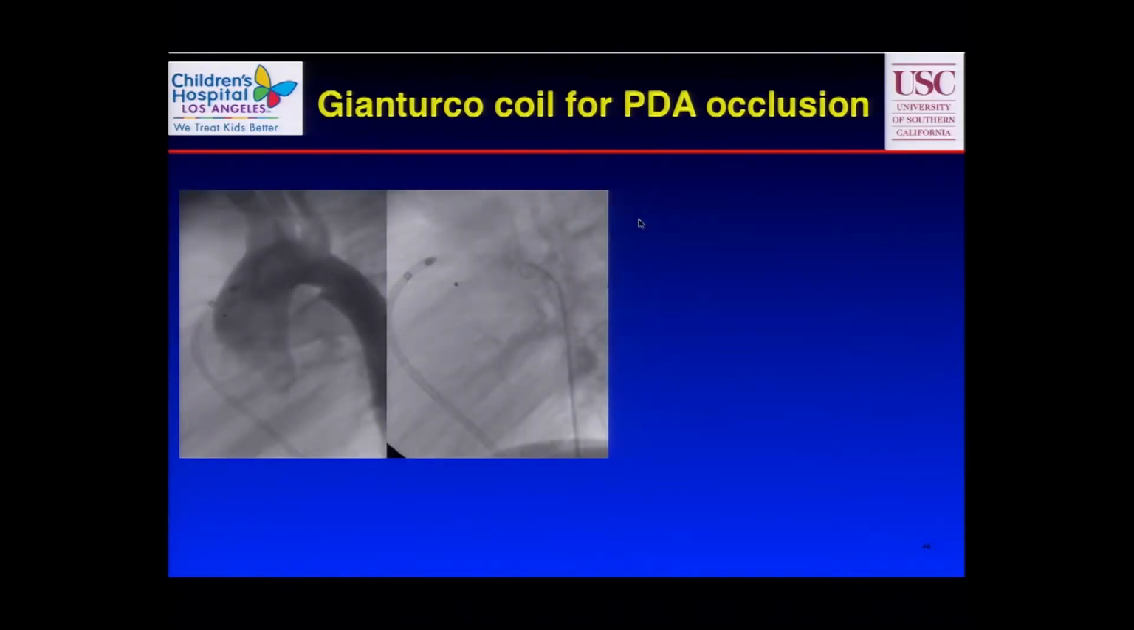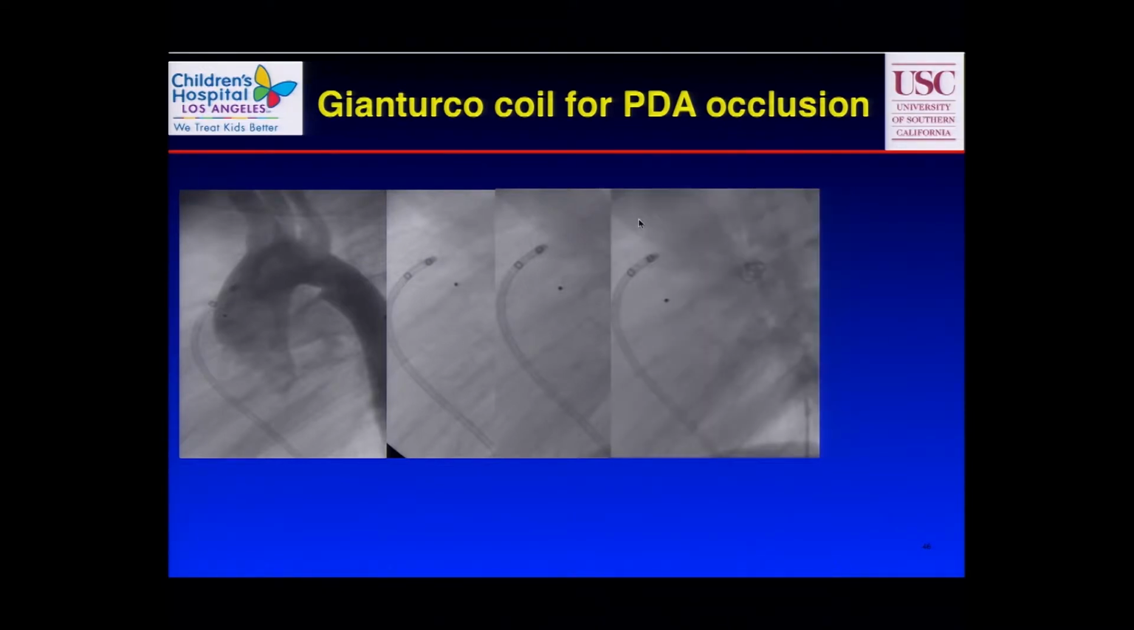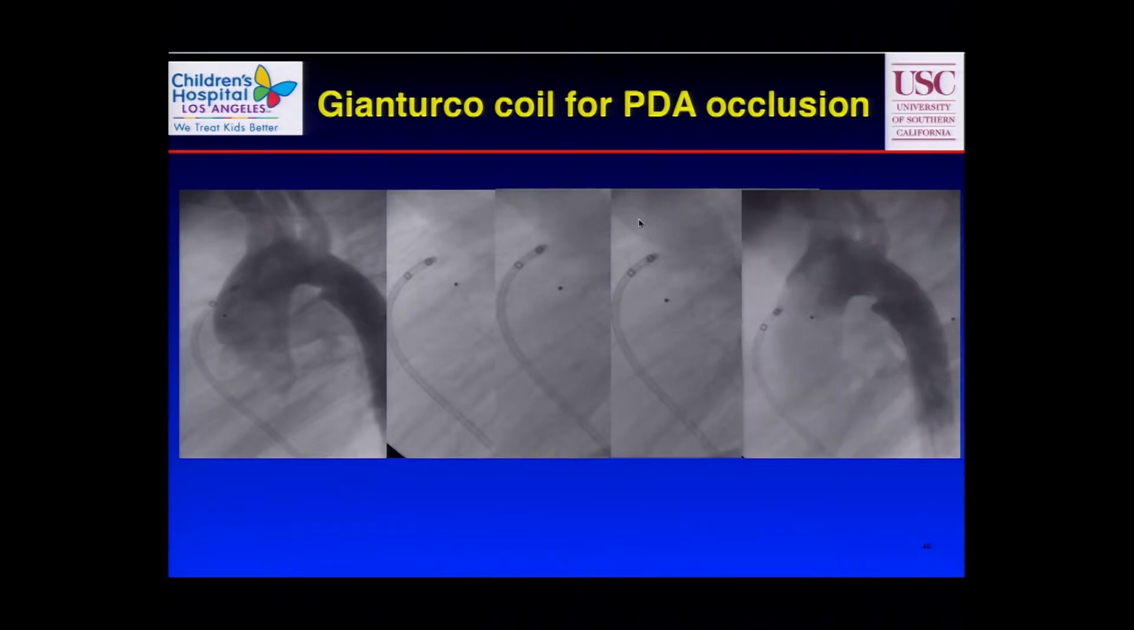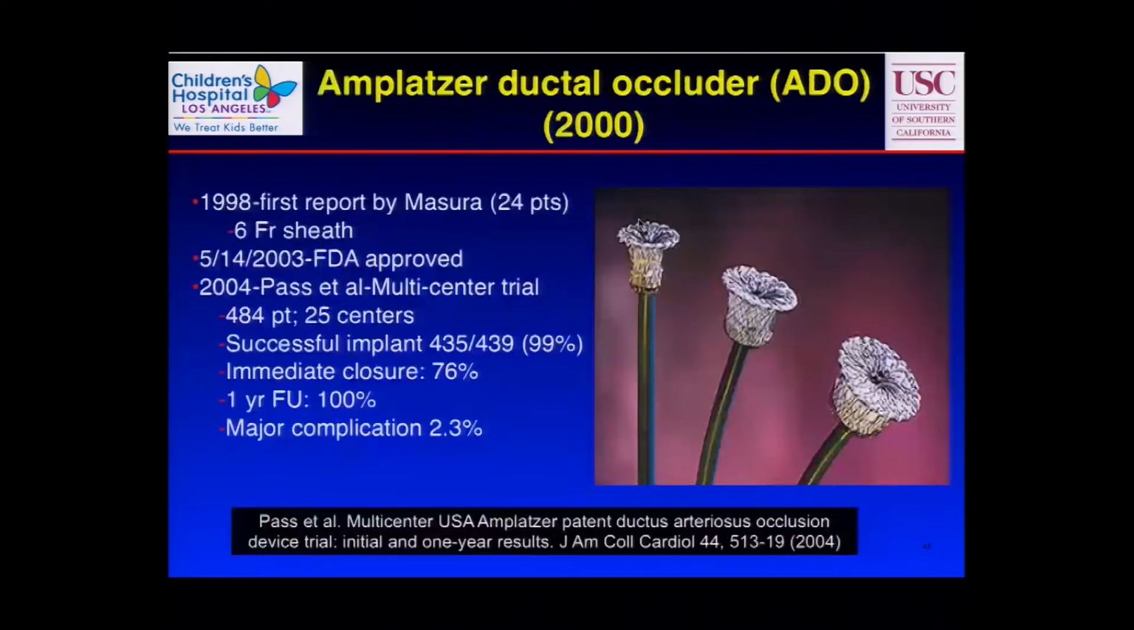So this is just a quick delivery technique where you basically take the picture, you deliver the coil in the pulmonary artery, and freehand deliver it across the ductus, release it in the aorta, and see how you can close the PDA. Many modifications were developed since then, including a controlled delivery system using a snare technique, using the bioptome. Of course, the detachable coils became available by J&J. And then the larger gauge coils, the 052 coils, came along. Then we have the MRI safe coils, and the Nit-Occlud was approved in 2014.